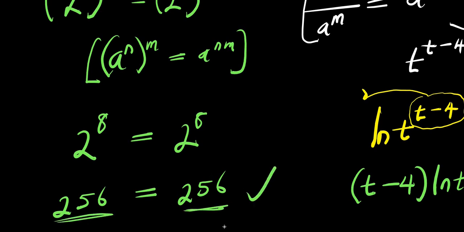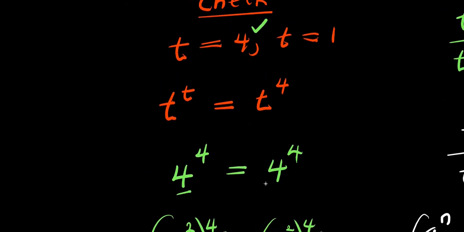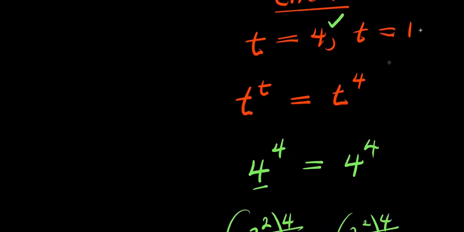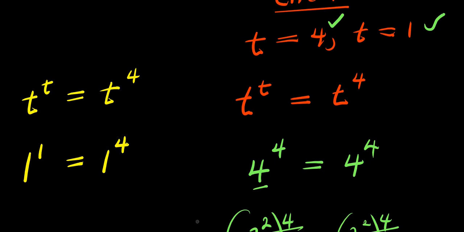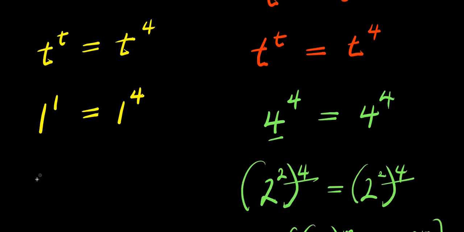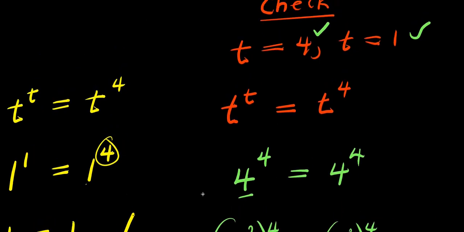So guys, this is it. One solution has proven to be correct. Now let's consider the second solution, which is t equals 1. We have t power t equals t power 4. We substitute 1 for t. We have 1 power 1 equals 1 power 4. So 1 raised to the power of 1 is 1, and 1 raised to the power of 4 is 1. Irrespective of the value of the exponent, as far as the base is 1, you are going to have 1. So left hand side and right hand side are the same. So this also satisfies the equation.